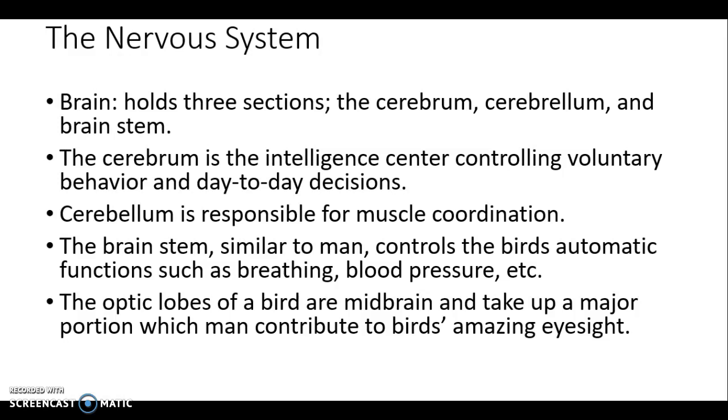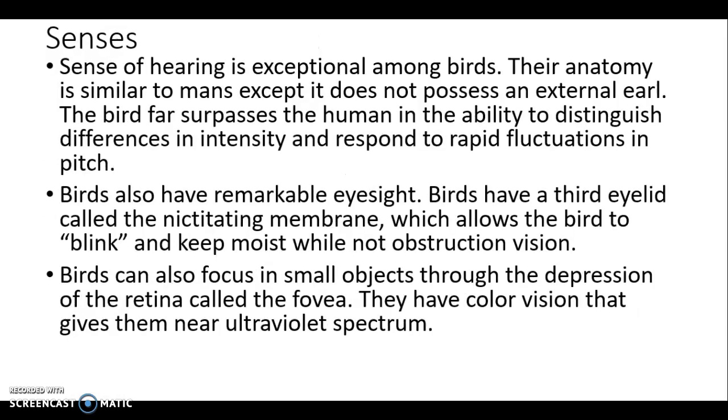The optic lobes of a bird are in the midbrain and take up a major portion, which may contribute to birds' amazing eyesight. If you look at the bird's eye, it is spherical and almost immovable, but the eye can move almost like it's going around their head because they're so big. You can seriously look at this on page 351. They have the nictitating membrane, which is a third eyelid that helps the bird to blink. They have more than 1.5 million cells in their eyes, while we only have 0.2, which is probably why they can see their prey from long distances.